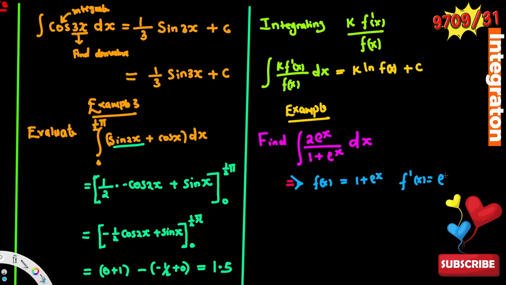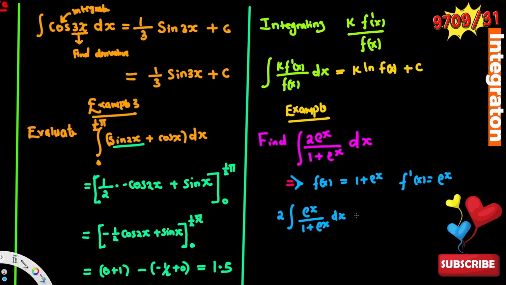So the derivative of f of x is going to be e to the x, because if you differentiate 1, you are going to get 0. If you differentiate e to the x, you are going to get e to the x. So we can write this function as, we take these two outside, we remain with e to the power of x over 1 plus e to the power of x.